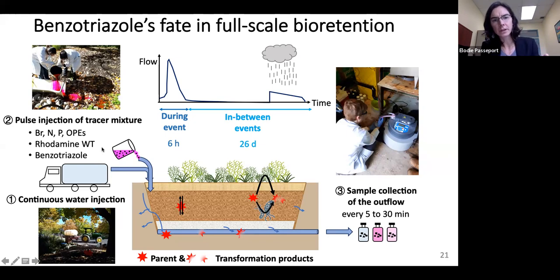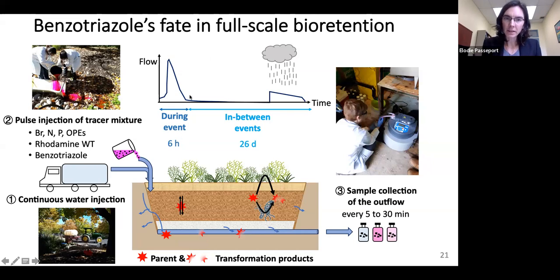And the reason we use this, there are a few reasons, but one of the reasons is that it helps you visually see when the tracer comes and when it gets diluted. So it helped us adjust our sampling frequency. And finally, we also had benzotriazole and other contaminants that I won't have time to go over today. I'll focus on the benzotriazole story.